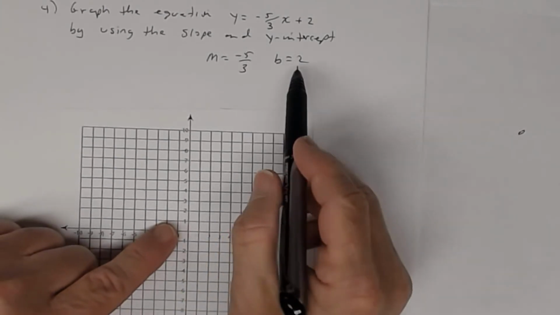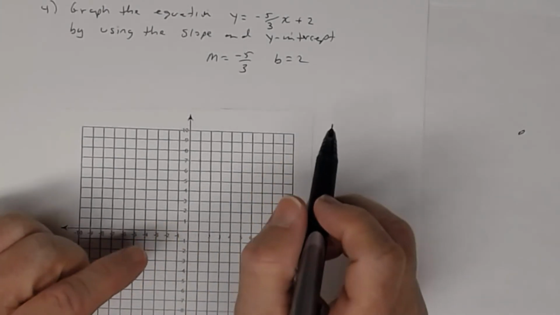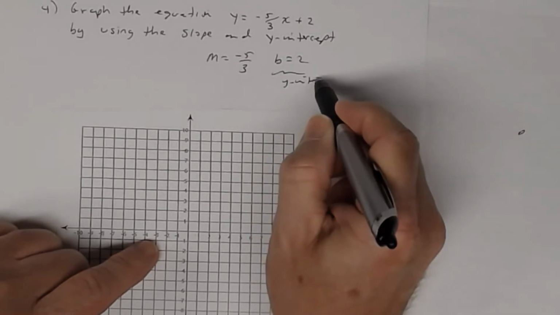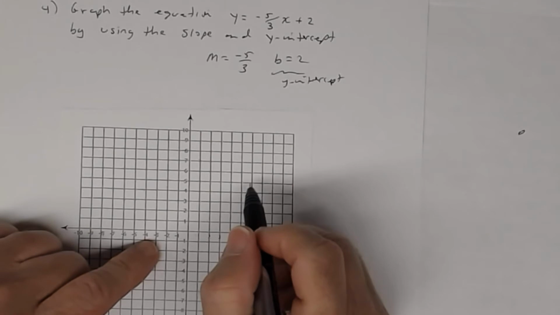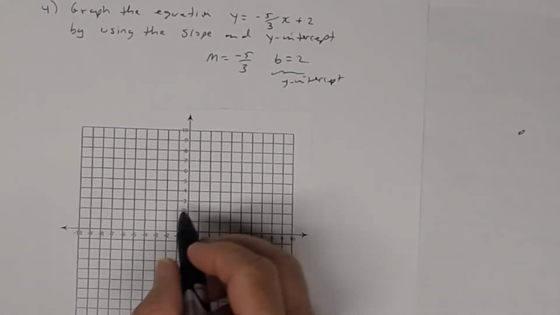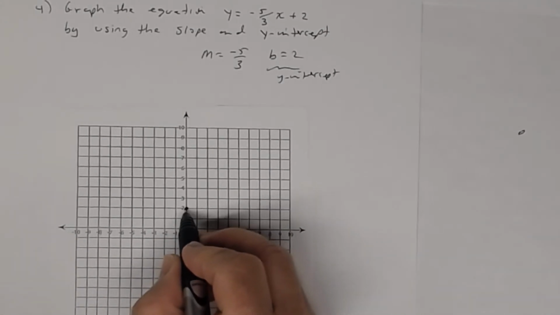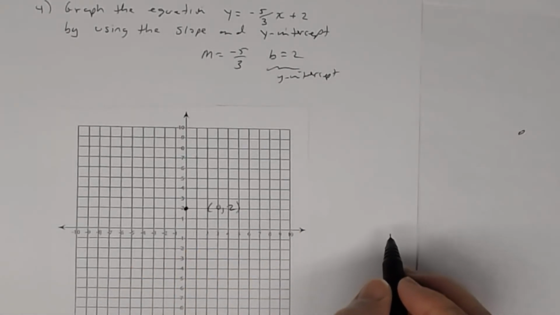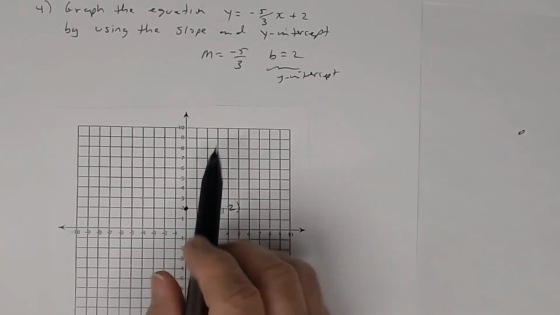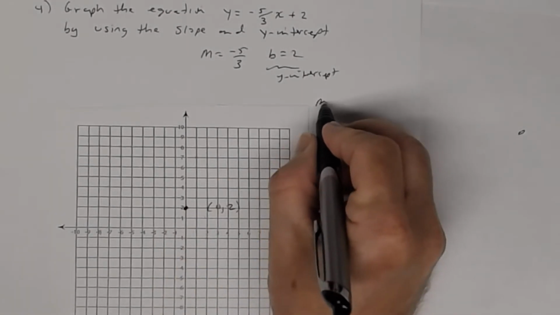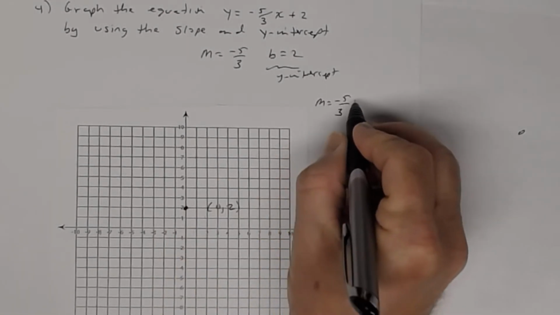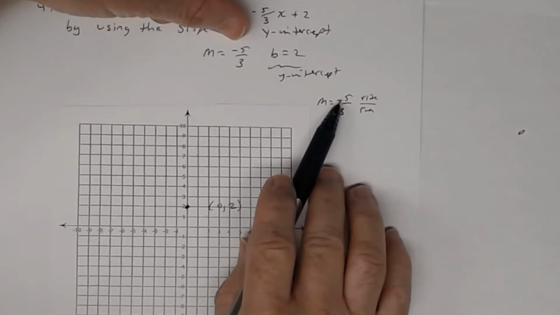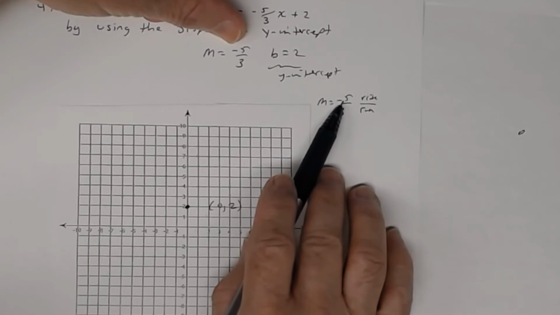Very simple. Remember, to graph a line, I need 2 points. I already know one. This is your y-intercept, where the graph is going to cross the y-axis at positive 2. So here's positive 2 on the y-axis. That's the point 0, 2. From that y-intercept, I'm going to use the slope. Remember, slope is rise over run. My rise in this case is a negative 5, so I'm going to have to go down because it's negative.